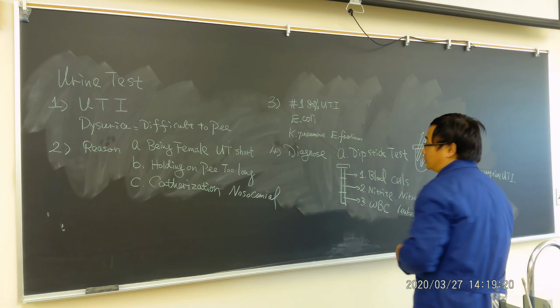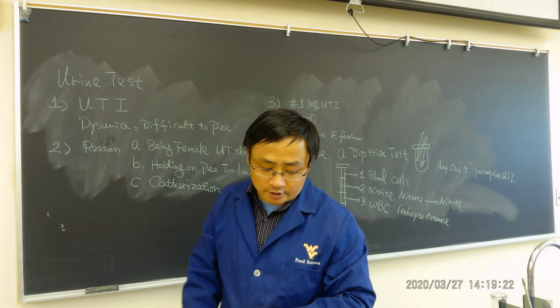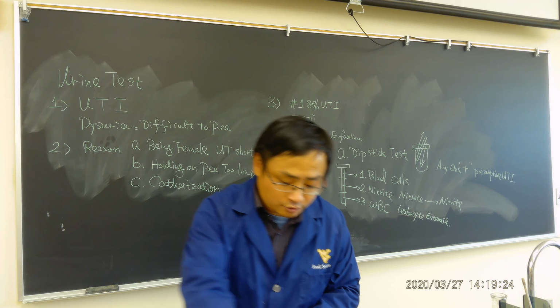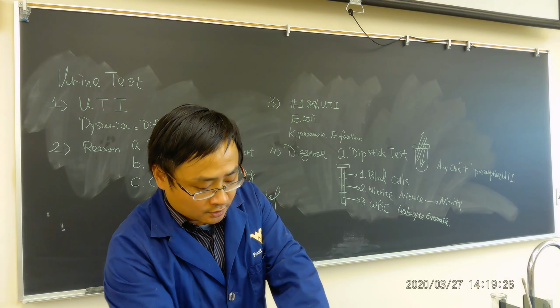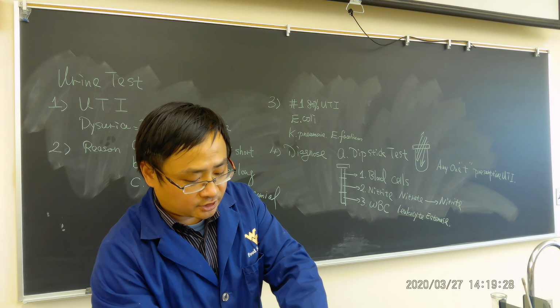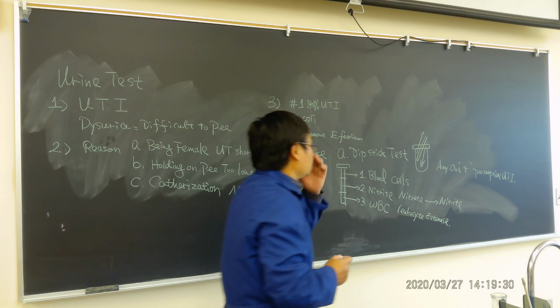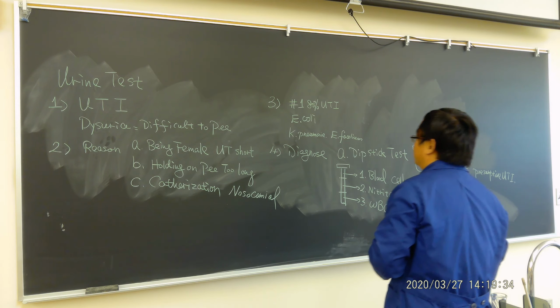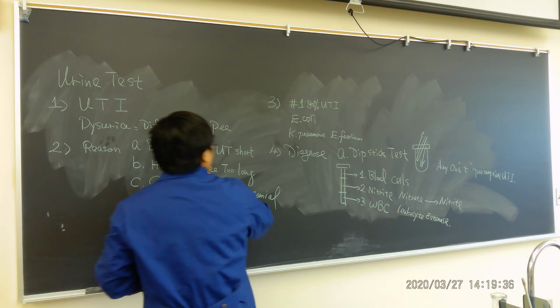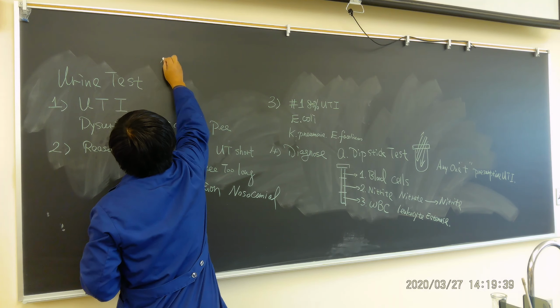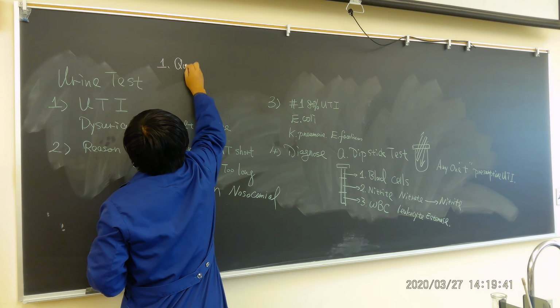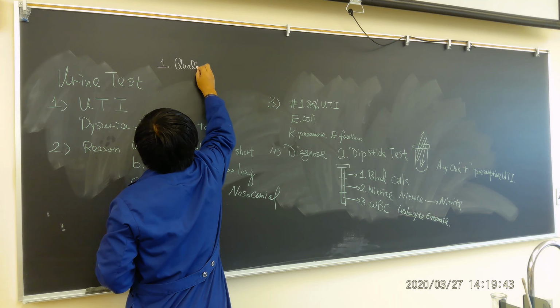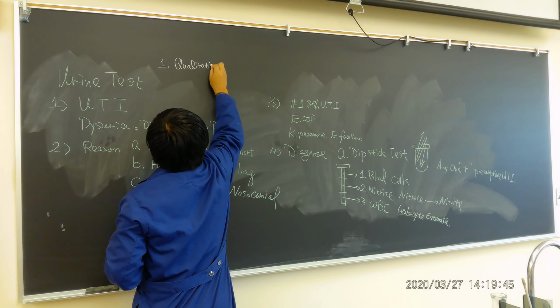Now what you're going to do is the next two tests. It's pretty simple and straightforward, but we can talk about it. Let's say one patient has a dipstick test and any of them is positive. We will say this patient may have a presumptive UTI. Then what are we going to do? Number one is the qualitative test.